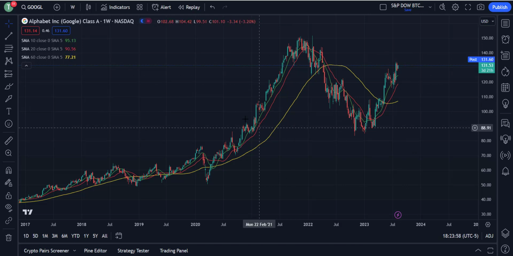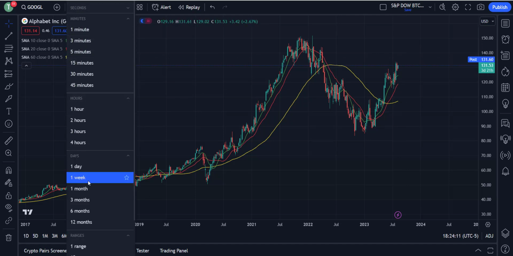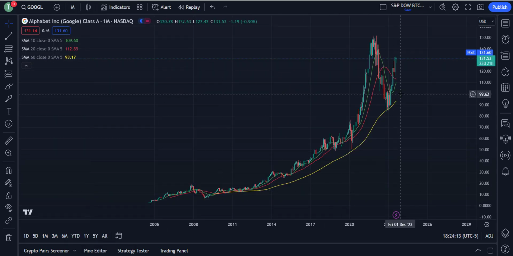You can see at the weekly standpoint, we still are very much bullish in Alphabet. You have the 10 week above the 20 week, above the 60 week. Let's take it to the monthly as well. So on the 1 month time frame, it's actually consolidating because we actually were bearish for this period from, what would that be, November of 2021 all the way to roughly, we'll call it January of 2023.